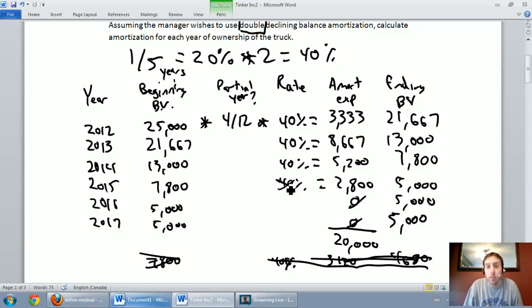So those are the three methods of amortization that are taught in most intro accounting classes. Certainly those are the three that I touch on in a big way in my class, and I hope you've learned and understood all of them. In the next video, we're going to talk about how to sell an asset at a gain or loss.